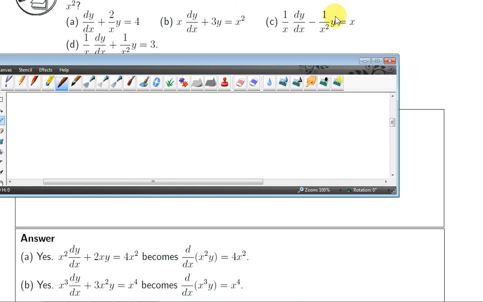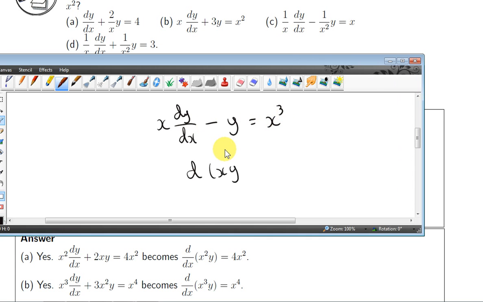Let's take a closer look at this one. Multiply everything by x squared. So we get x dy dx minus y equals x cubed. So why is this not exact? Well, the problem is the minus sign. The derivative of x is 1, but it's not minus 1. If we differentiate xy with respect to x, we get x dy dx plus y times 1. That is, x times the derivative of y with respect to x plus y times the derivative of x with respect to x. So the minus sign here is a problem.